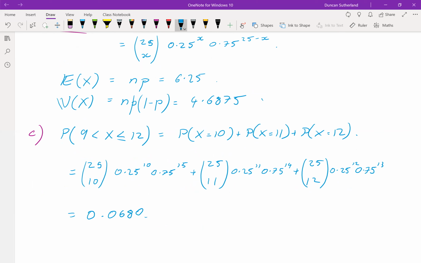So it's a pretty slim chance. It's about 7% of the time you'll have between 9 and 12 successes on your 25 trips. So every 25 trips, you can expect about 7% of those sets of 25 trips to encounter between 9 and 12 green lights.